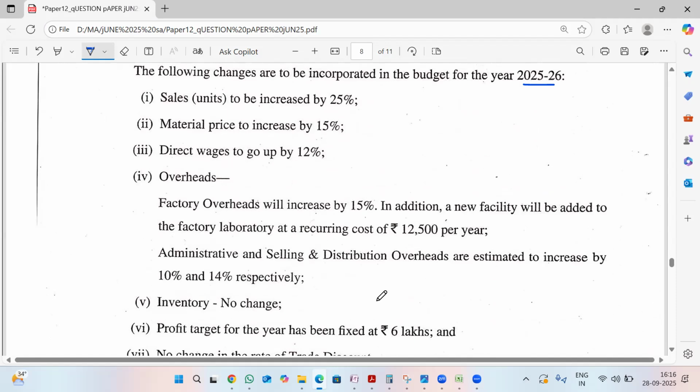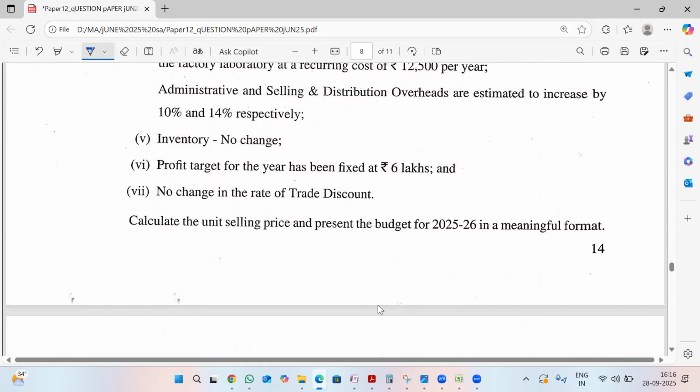Inventory, no change. So profit target for the year has been fixed at 6 lakhs. So my profit target is 6 lakhs. So no change in the rate of trade discount. So there is no change in trade discount rate. So calculate the unit selling price and present the budget for 25-26 in a meaningful format. So they are asking budget, right? So actually this is a simple question, but we need to make some assumptions.